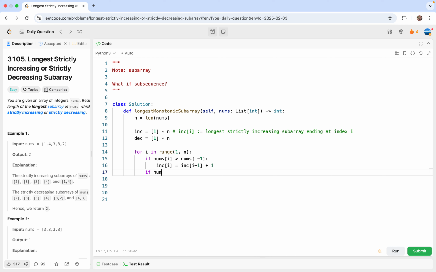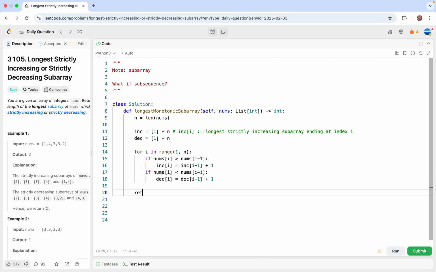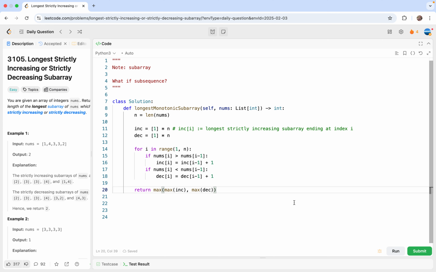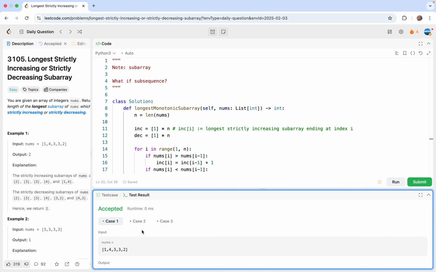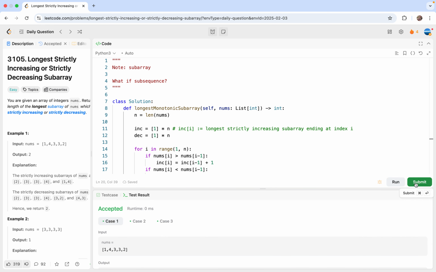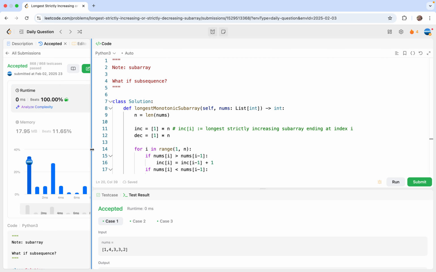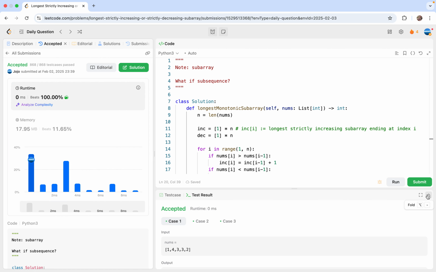Similarly, you can check if nums[i] is strictly less than nums[i-1]. It means this is decreasing. So dec[i] equals dec[i-1] plus 1, right? What we want to return is nothing but the max of inc and the max of dec. Let me first do a test and then make some comments. Yeah, it passes the 3 cases. If you submit, it passes all the cases. This is the full code.